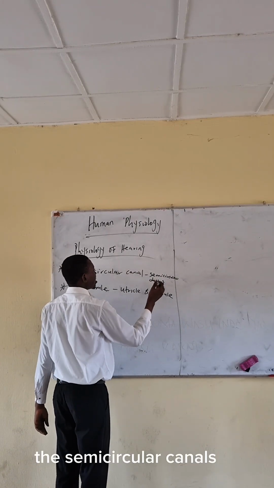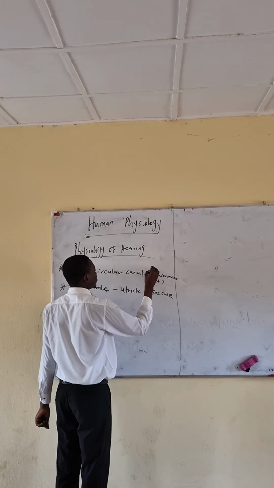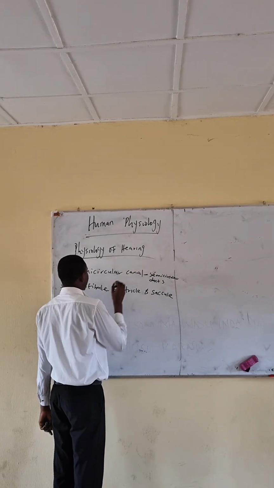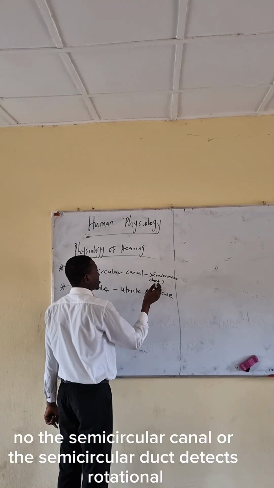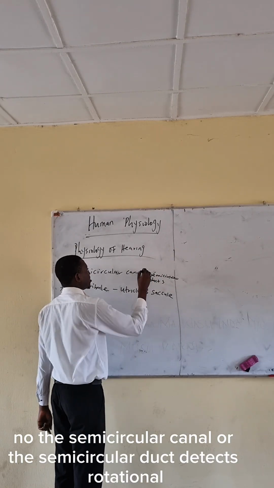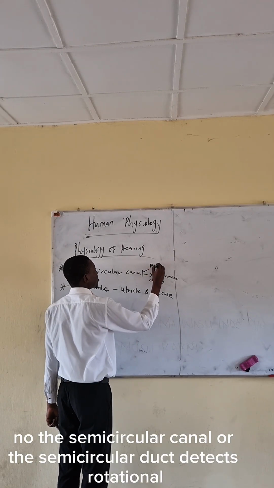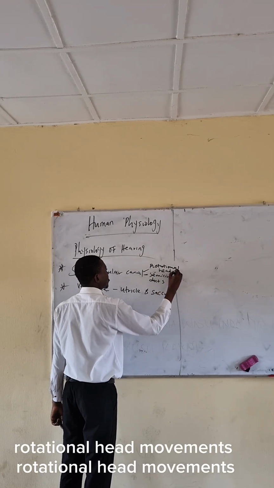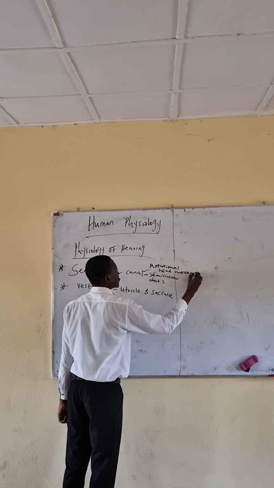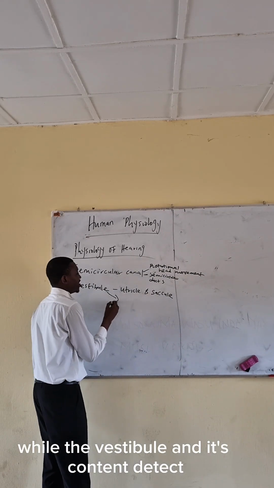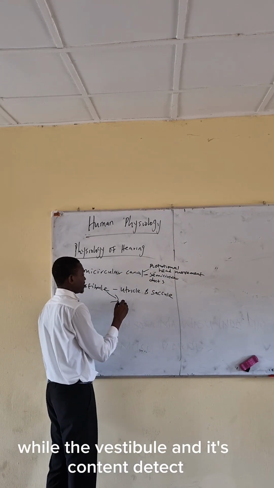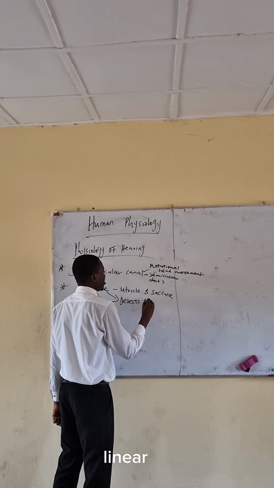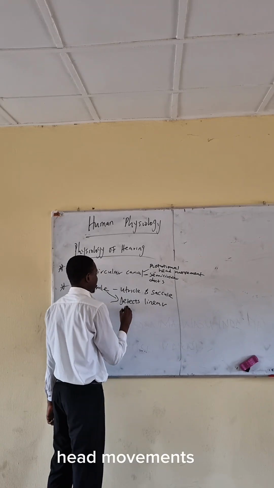The semicircular canals dictate what? The semicircular canal, or the semicircular duct, dictates rotational head movement. Rotational head movement, while the vestibule and its content dictates linear head movement.